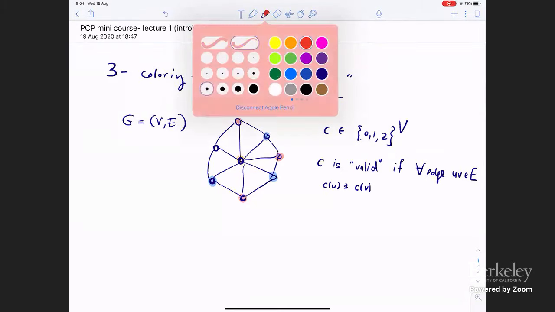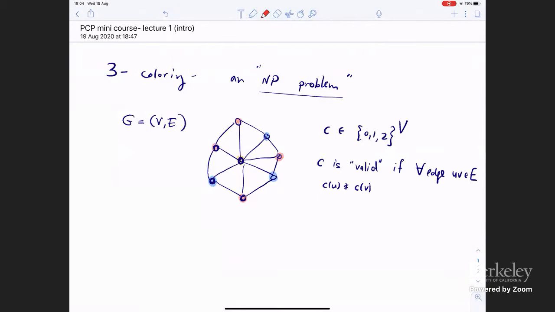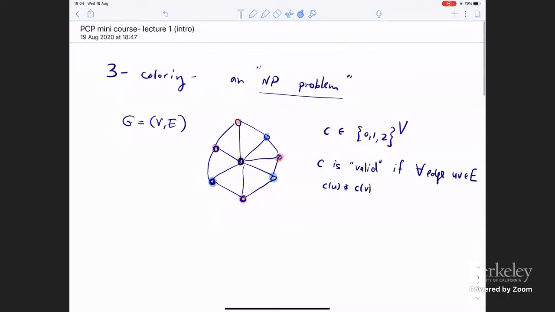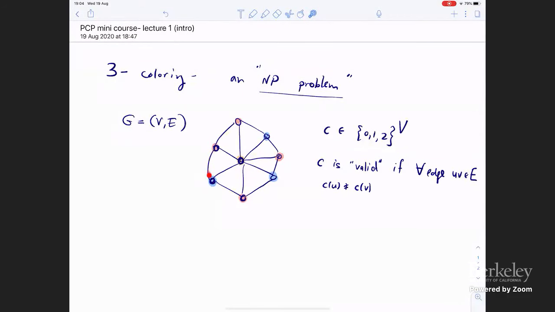properly. If I choose to color it red, for example, then this edge will be okay. Wait, how do I do this? This edge will be bichromatic. This edge will be seeing two different colors, but this edge will be red and red. Okay, so this graph is actually not three colorable, but there is something interesting about this graph.